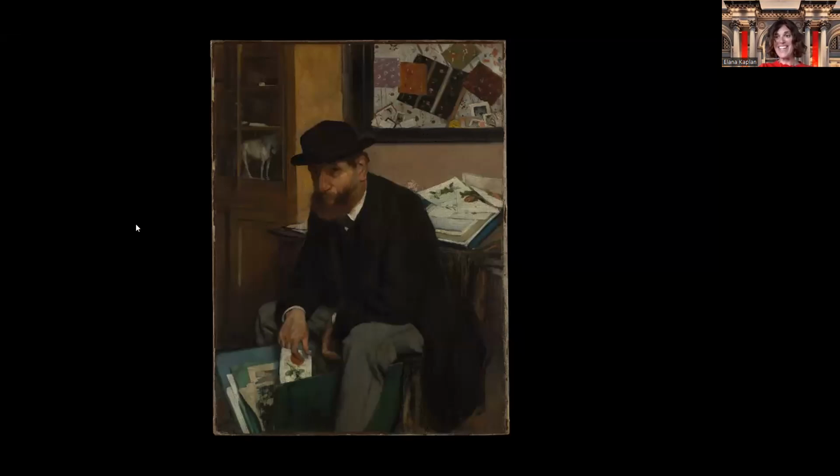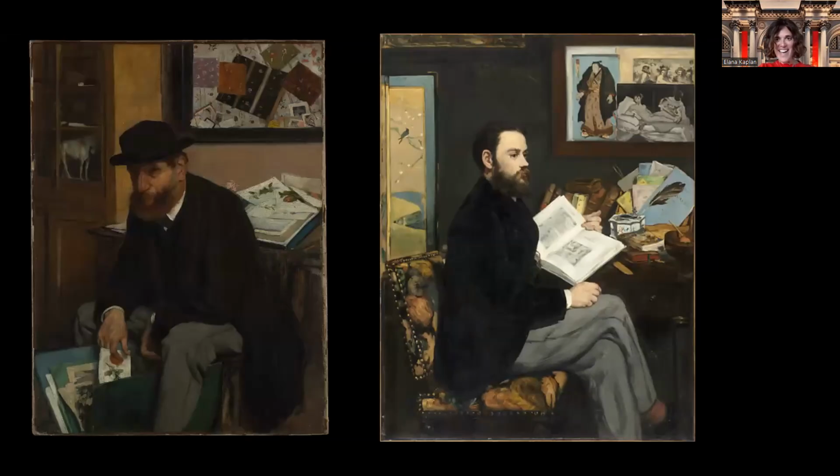So it really shows the eclectic taste of a contemporary collector. And let's just look at this side by side with Manet's painting. And again, on your own, you can see the similarities and the differences between them. Again, Degas was more familiar with this collector of prints. You can see he presents him a little bit more, he's leaning over, it's a little more casual.